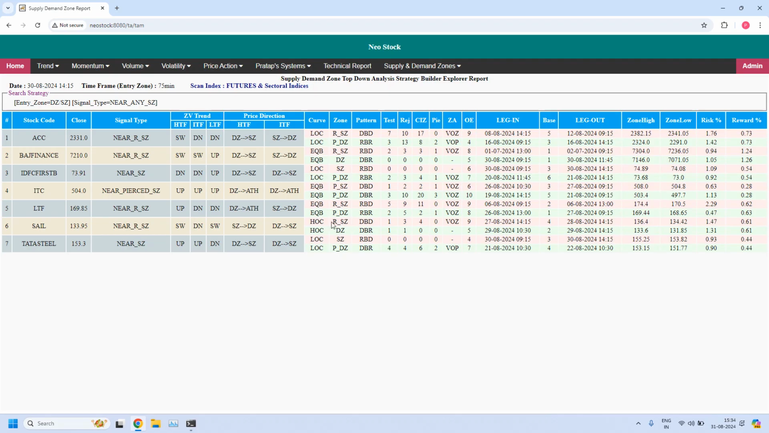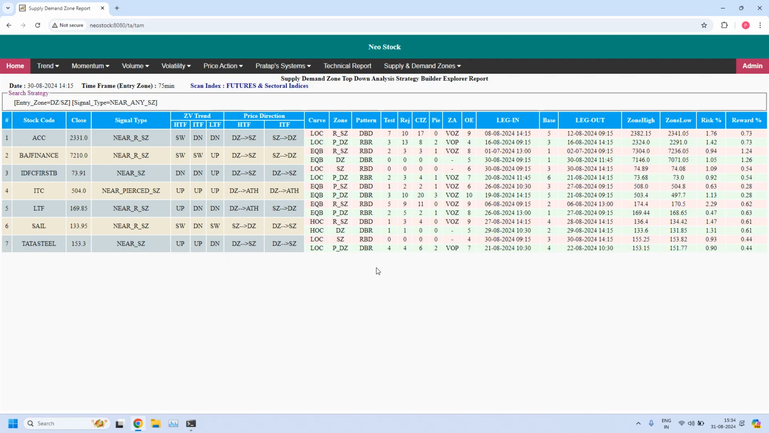Next, we have one more high liquidity 75-minute supply zone, that is SAIL, and it is already tested once and 3 rejections from this zone. So if you can find a fresh fine-tuned 5-minute zone or any high liquidity 5-minute zone, you can plan the trade. That means today we identified 3 high liquidity zones from 75-minute supply zone.